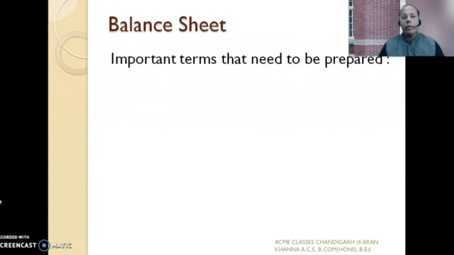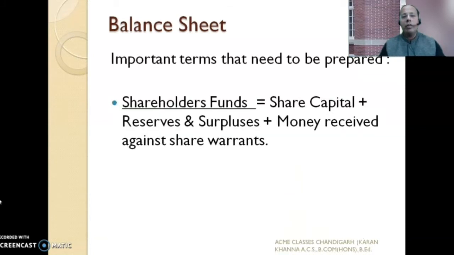Now we will first deal with balance sheet. The important terms that need to be prepared for this chapter are: first, shareholders' funds. We've already talked about shareholders' funds in great depth in the previous videos dealing with ratio analysis. If you've not had a chance to look at our previous videos, please do find a link in the description below. Shareholders' funds is equal to share capital plus reserves and surpluses plus money received against share warrants. And like described before, children normally forget about money received against share warrants.